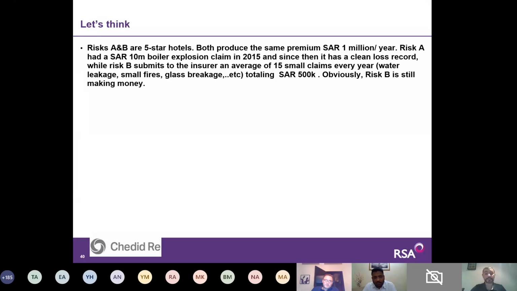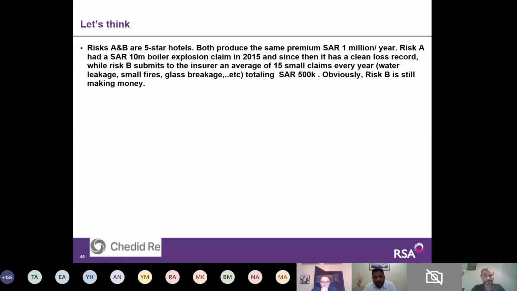Risk B submits to the insurer an average of 15 small claims every year. Water leakage, small fires, glass breakage, swimming pool, whatever. Okay, the total claims, 500,000. So obviously risk B is still making money.